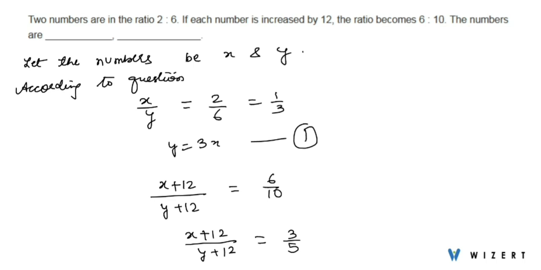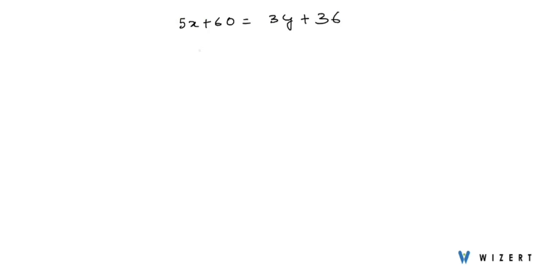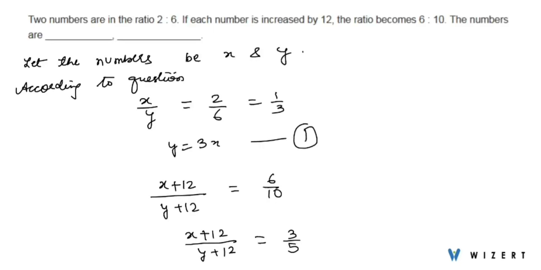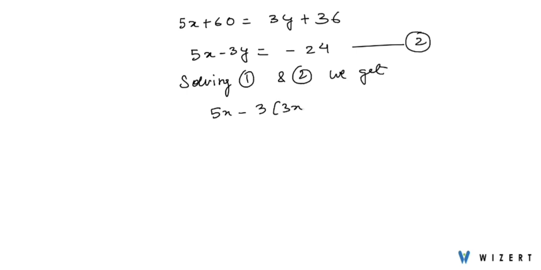Now if we simplify this, it will be equal to 5x minus 3y is equal to minus 24. Let this be the second equation. Now with the help of equation 1 and equation 2, let's simplify it. So we'll get 5x minus 3, and y we can see from equation 1 can be written as 3x. So this is equal to minus 24.